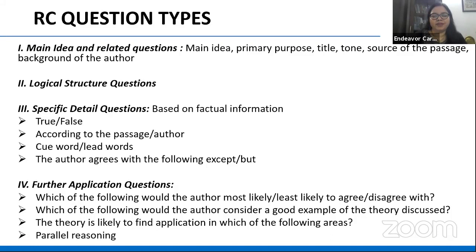Cue words or lead words: there could be questions that have some sort of cue, maybe Article 21 or the Government of India Act 1935. So now I go looking for that particular keyword. Where is it located? Which paragraph says it or uses it? The author agrees with the following except, or similar stems, can also include inferences, but they can also give you direct details, right? These fact-based questions don't involve much reasoning because you're actually scanning for data.